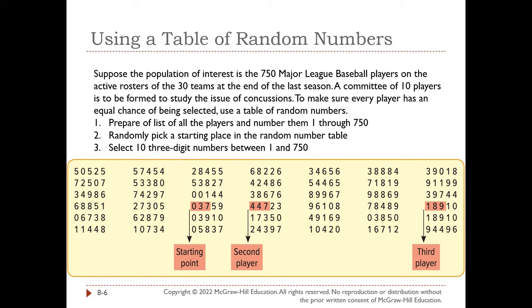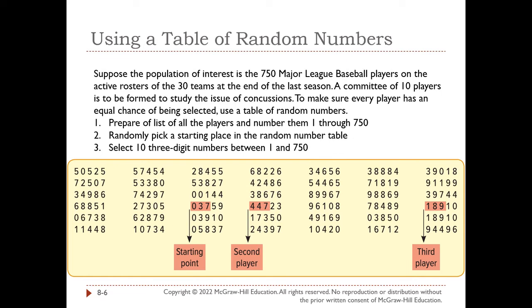Another way is to randomly pick a column and row. Supposedly the time is 3:04. Go to column 3 and down to row 4. Here the number is 03759. So we'll use the first 3 digits in the 5-digit number.